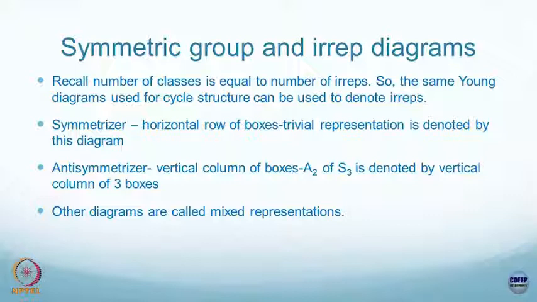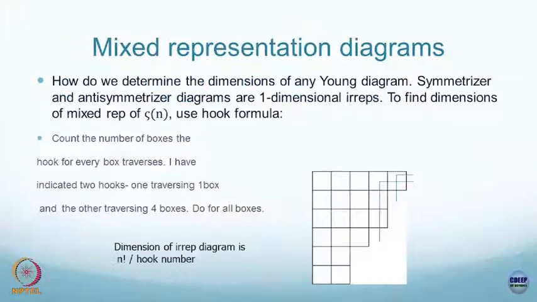Anti-symmetrizer is a vertical column of boxes, which is denoted by a vertical column of 3 boxes for the symmetric group of degree 3. Other diagrams are mixed representations. So, I have given you a general diagram here. I have introduced hooks in the diagram.